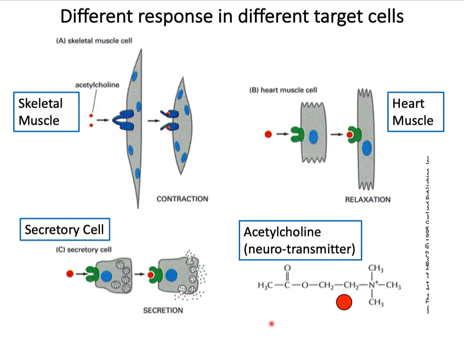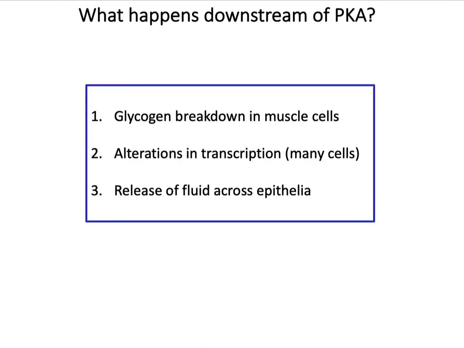Now you remember in the first part of our discussion on cell signaling, we discovered that the same signaling molecule can cause different things in different cells. For example, we used acetylcholine, and you can see here reviewing the slide that acetylcholine can cause contraction of the skeletal muscle, it can cause relaxation of the heart muscle, it can also induce secretion in the secretory cells. So really what happens depends on the cell signaling machinery which is inside the cell.